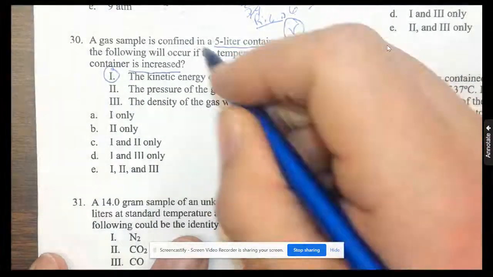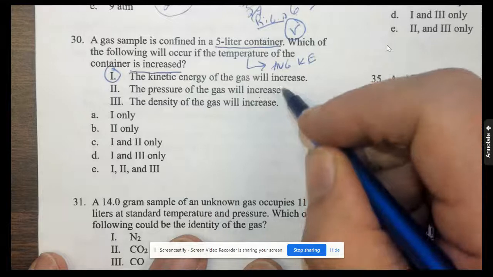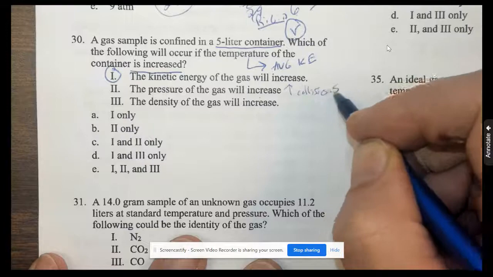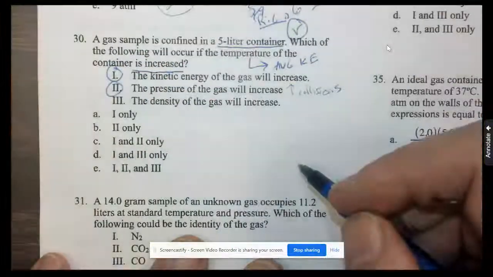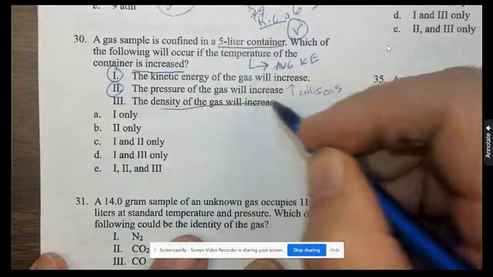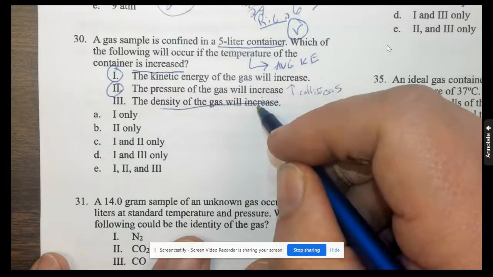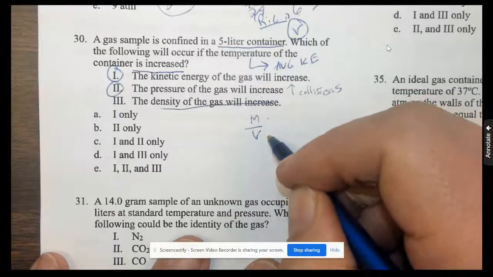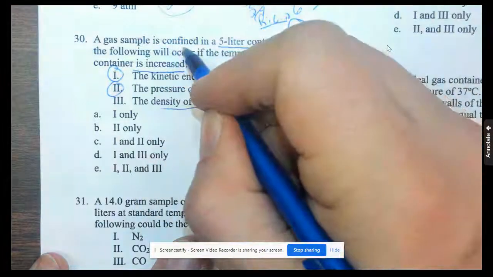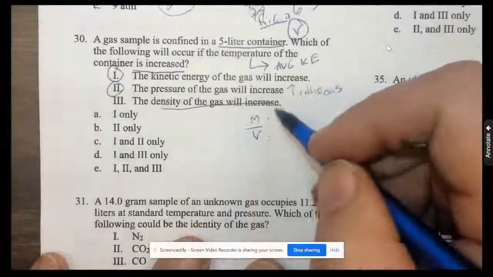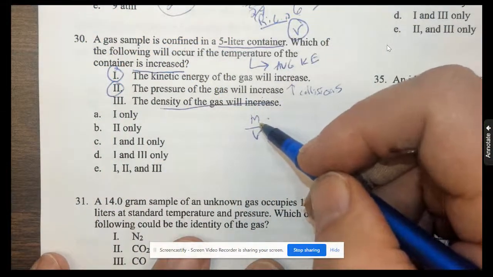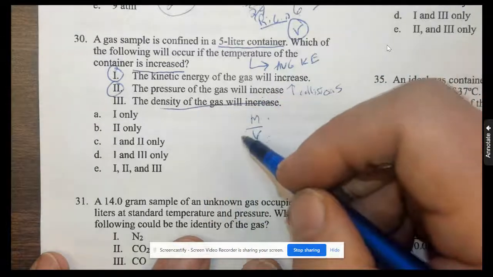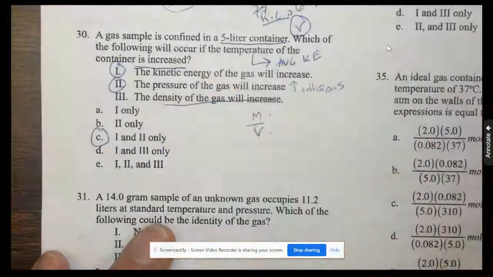Now, if the volume can't change and the molecules start moving faster, you're going to get more collisions, and they will be more forceful, so the pressure is going to rise as well. Now, the density is not going to be able to be affected. Remember, density is mass over volume. Neither of these can change in a sealed, rigid container. You can't change the mass if no one can get out or in, and you can't change the volume if it's rigid. So there's no way the density can increase. So just 1 and 2. All right?